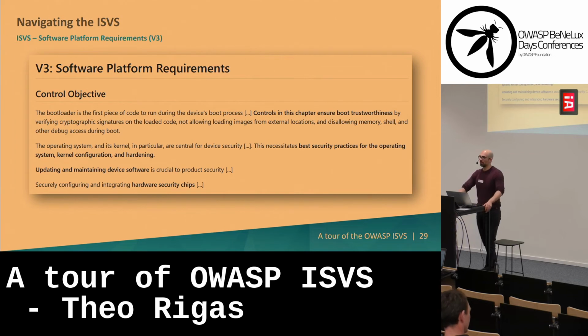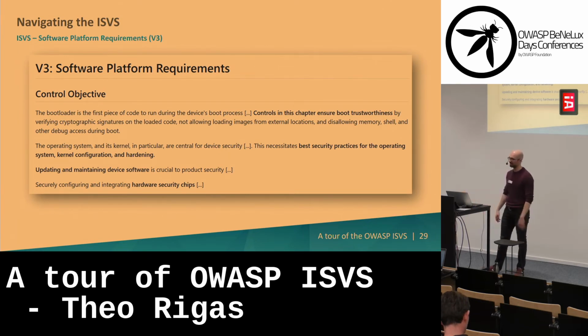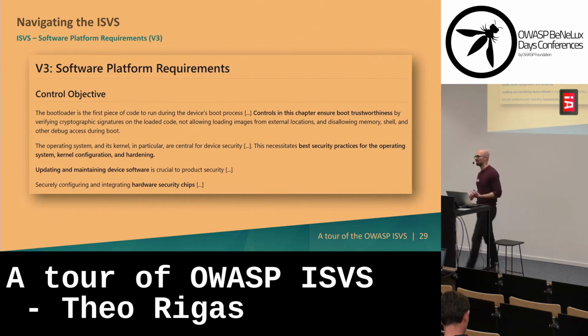It's covered in chapter 3, which is about the software platform requirements. And there, the control objectives cover boot trustworthiness, so secure boot, best security practices for the OS, the kernel, all the software components, and there is a section on updating and maintaining software.